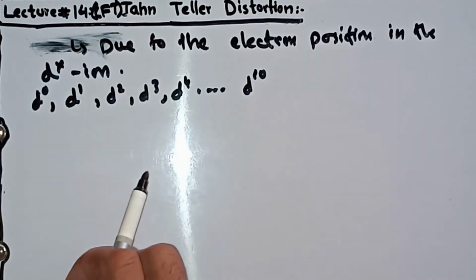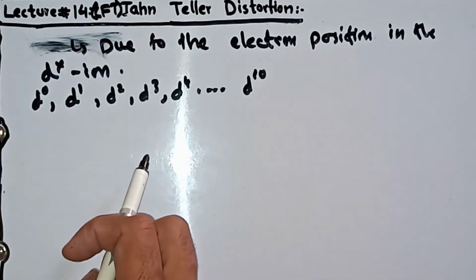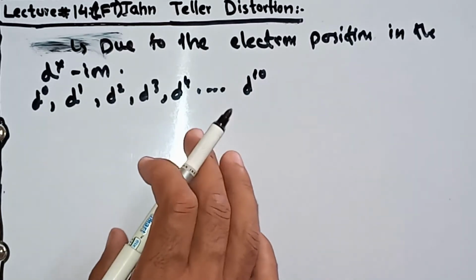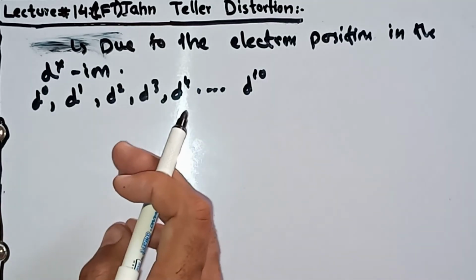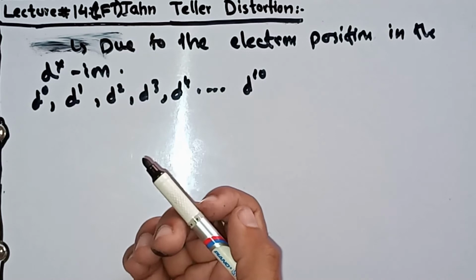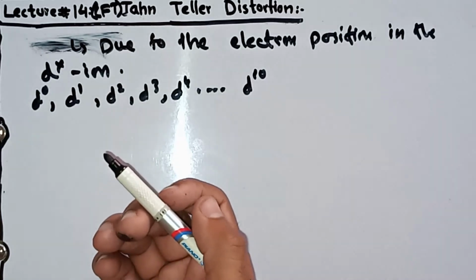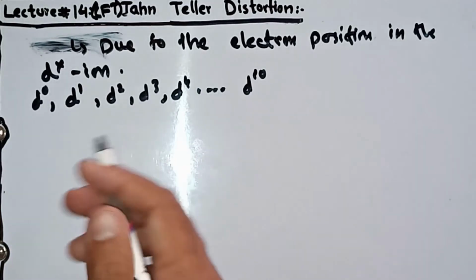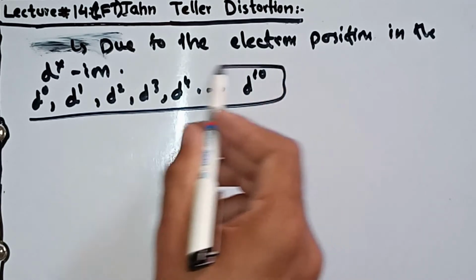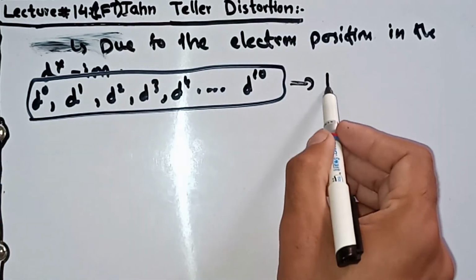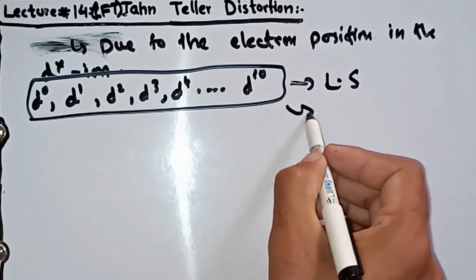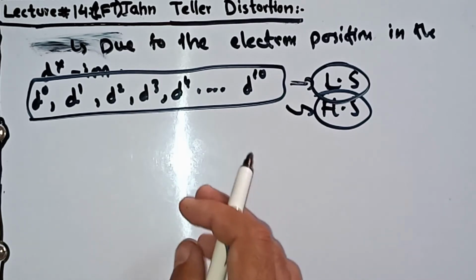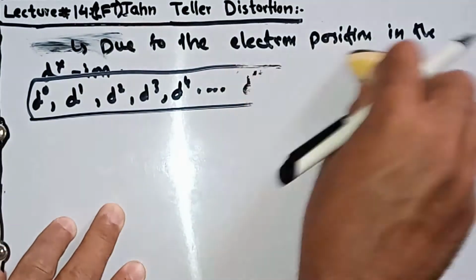In all these systems, when electrons go to t2g or eg, that is dx2-y2 or dz2, what will the distortion be? How will the complex distort its d orbitals? Let's see one by one. This will be different for low spin complexes and different for high spin complexes. So let's check all of them. Is it clear? Okay.